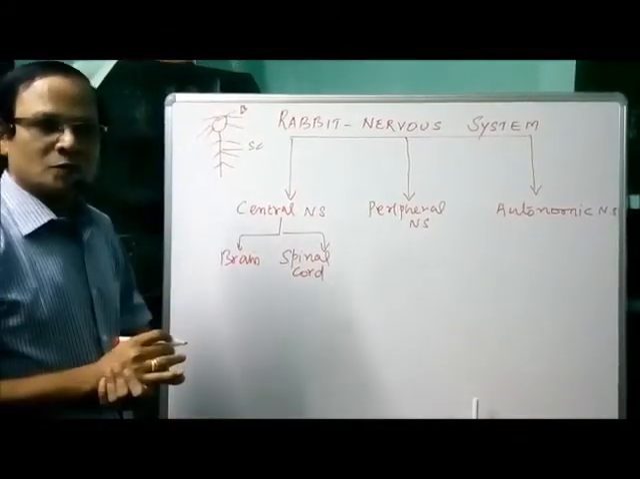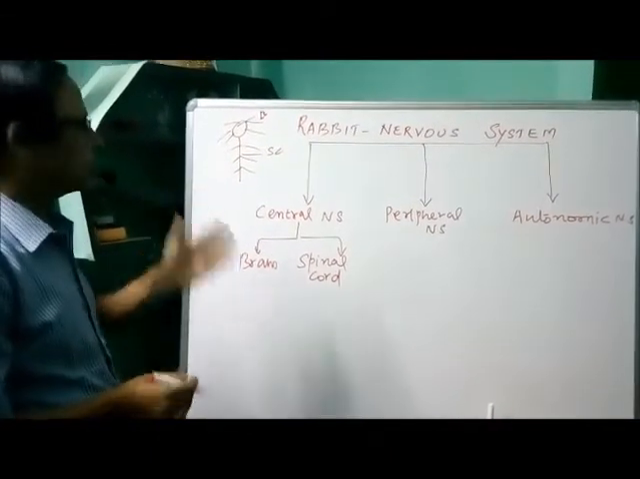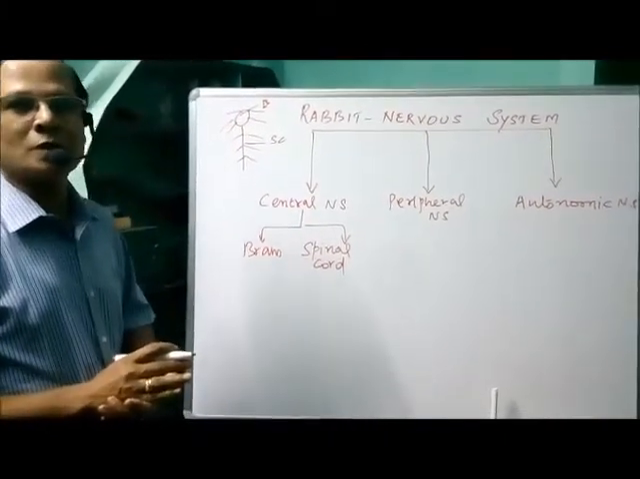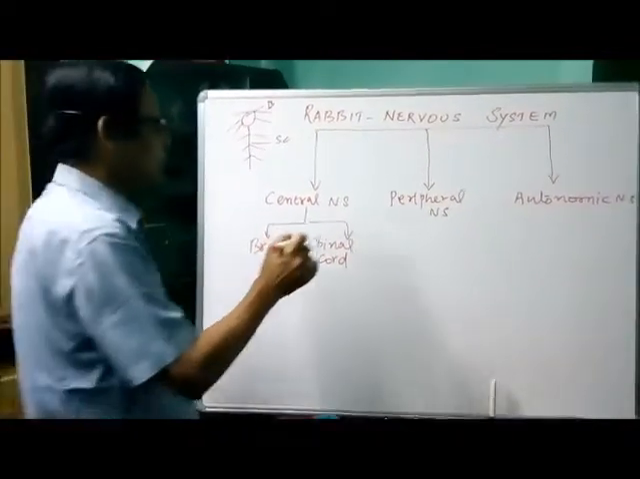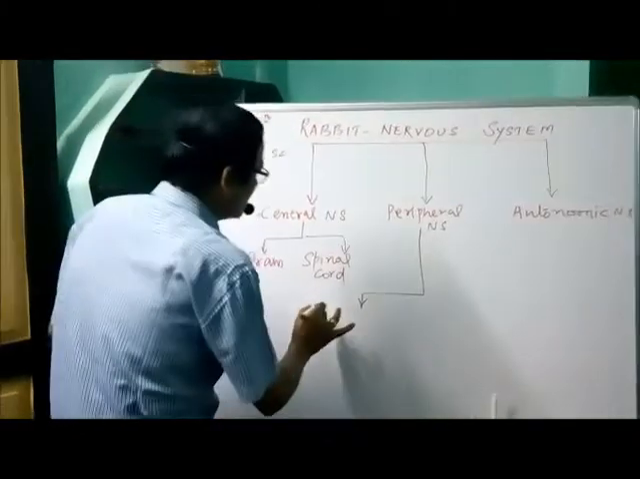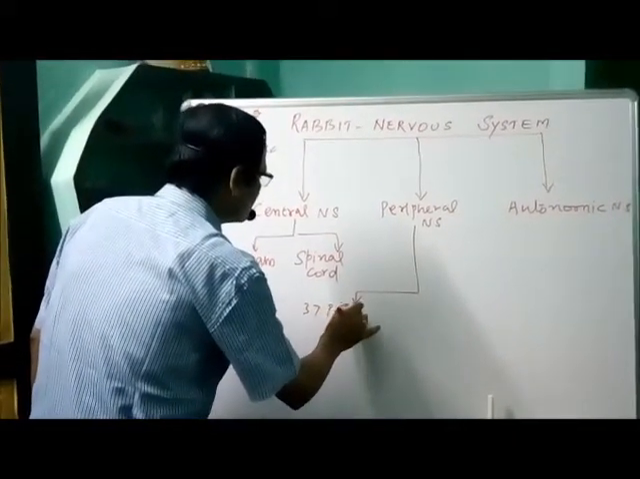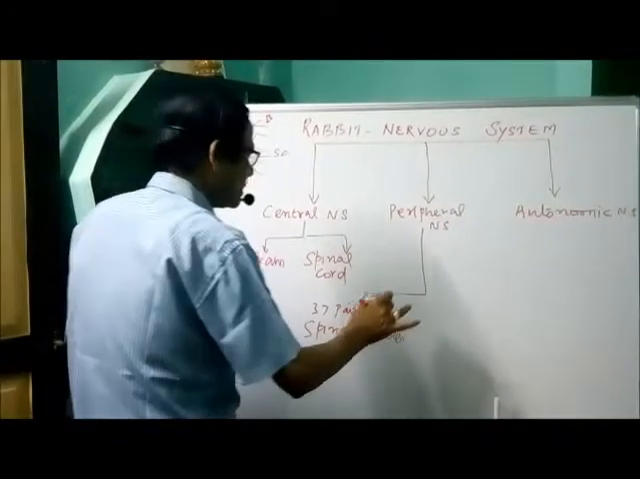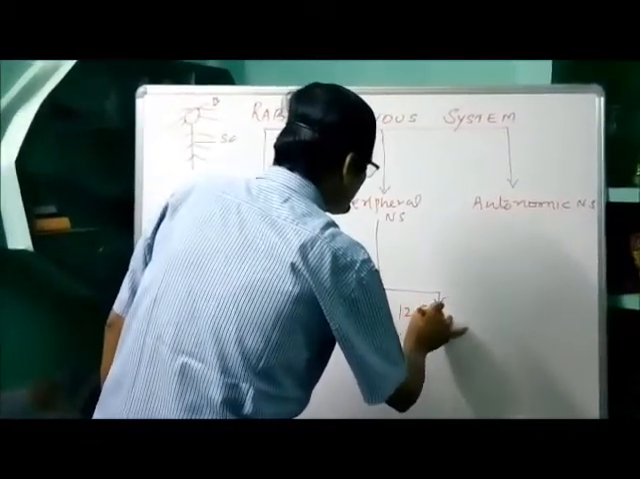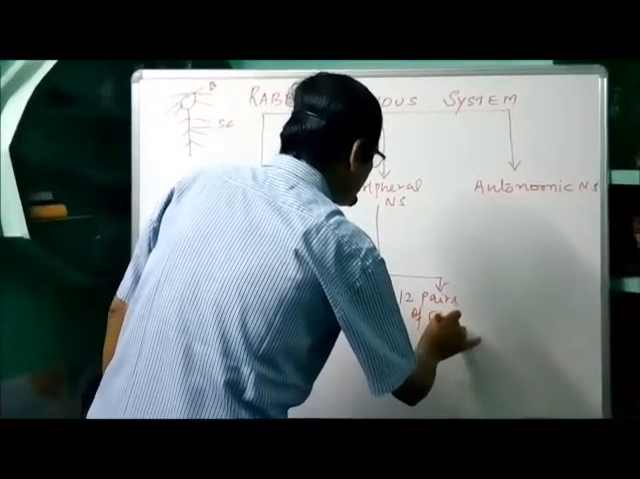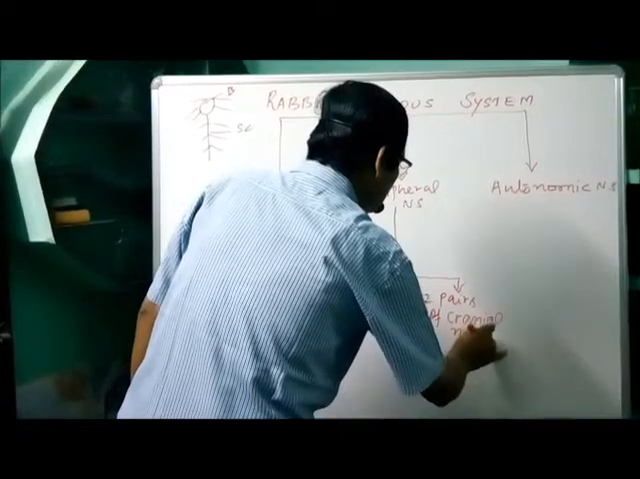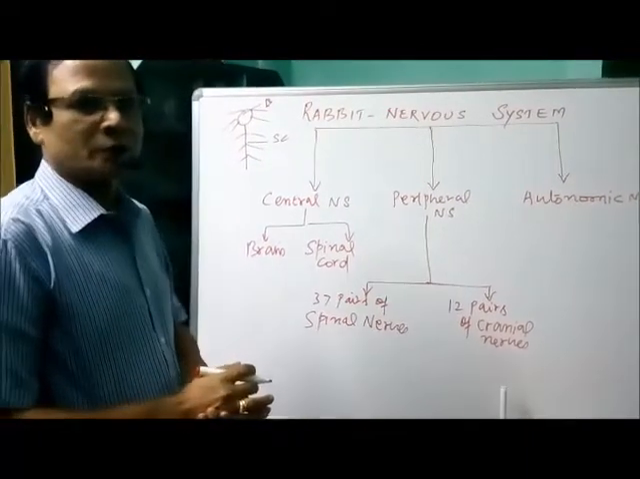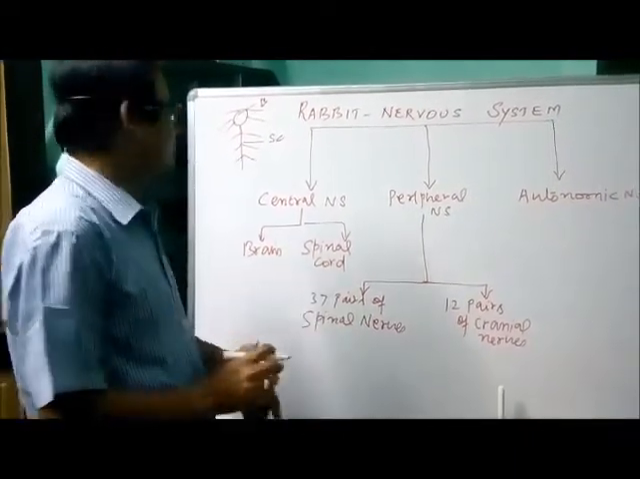Now, the peripheral nervous system includes those nerves arising from the brain as well as from the spinal cord, deviating from the central nervous system to other parts of the body, supplying or innervating the branches. So, the peripheral nervous system in rabbit includes 37 pairs of spinal nerves and 12 pairs of cranial nerves. Unlike human beings, who have 12 pairs of cranial nerves and 31 pairs of spinal nerves, in rabbit we have 37 pairs of spinal nerves arising from the spinal cord.